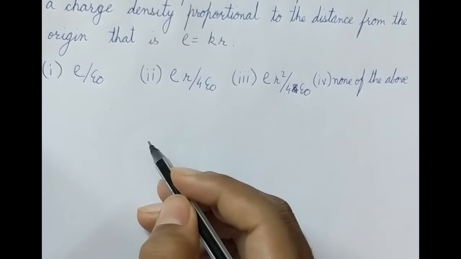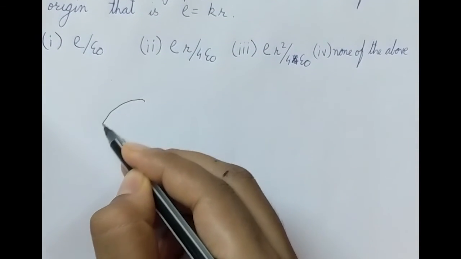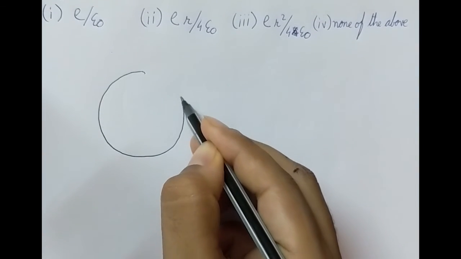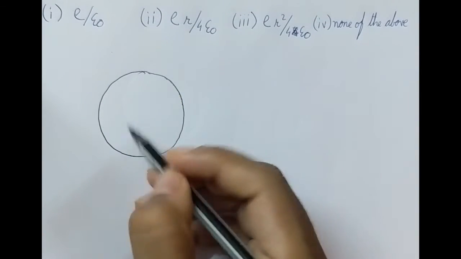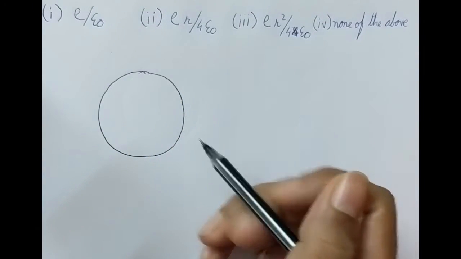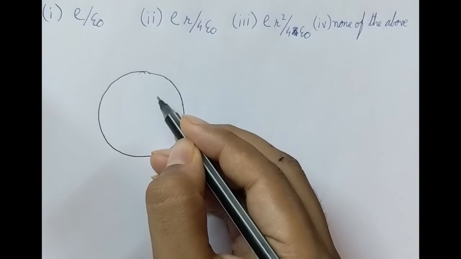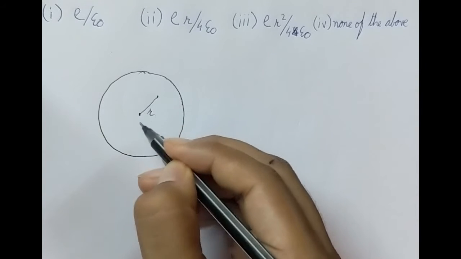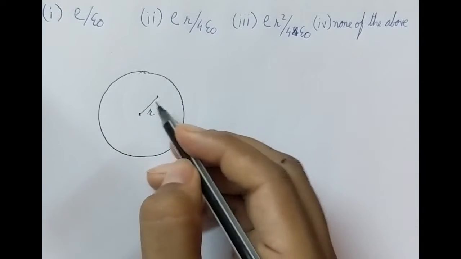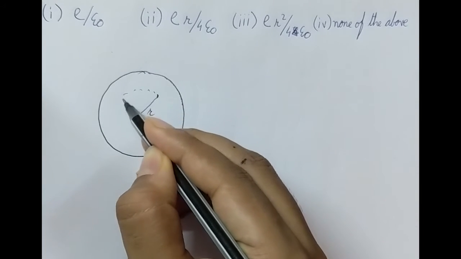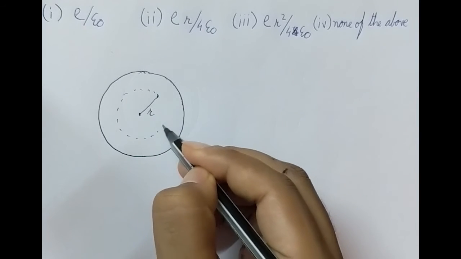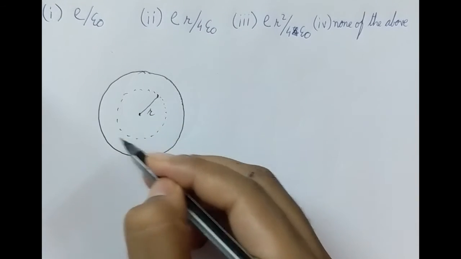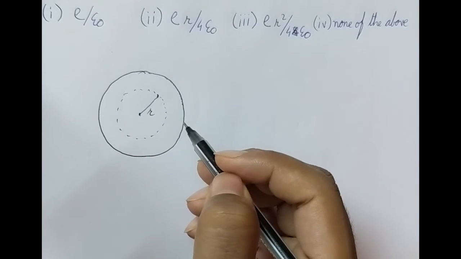So let's draw out the diagram. We have the sphere which contains the charge distributed according to this relation. We want to find the electric field at any one point E, that is, suppose a distance of small r away from the center of the sphere. So we draw out our Gaussian sphere. A Gaussian sphere is a concentric sphere with this radius of small r.